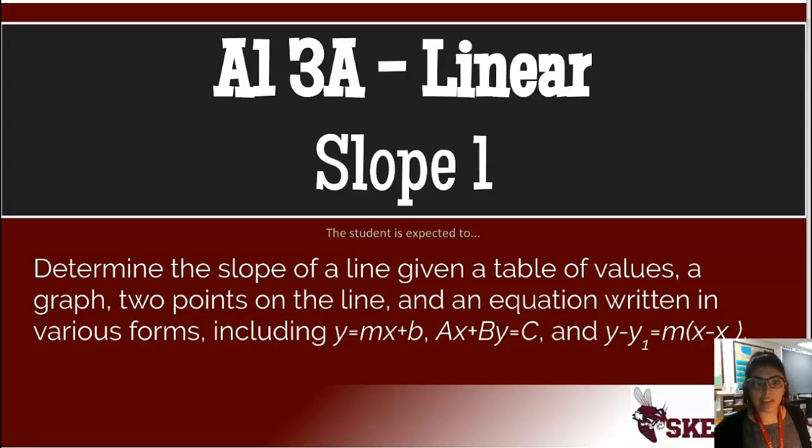TEK 3A is in the linear category, and it's the first slope TEK. It says that the student is expected to determine the slope of a line given a table of values, a graph, 2 points on the line, and an equation written in various forms, including slope-intercept form, standard form, and point-slope form.